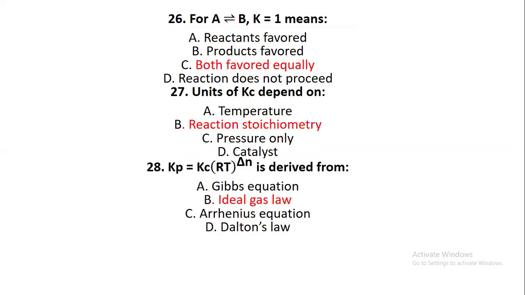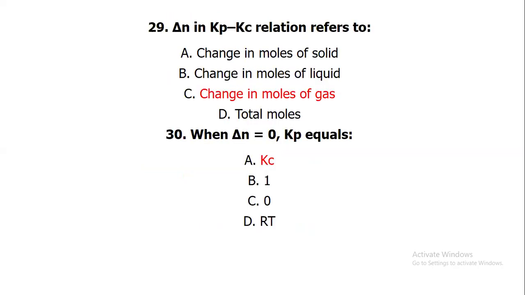For A to B, a reversible reaction, K equal to 1 means both are favored equally. Units of Kc depend on reaction stoichiometry. Kp equals Kc (RT) to the power delta n, derived from the ideal gas law.